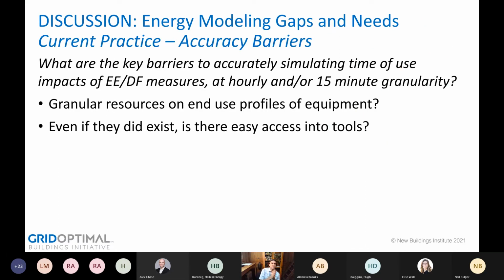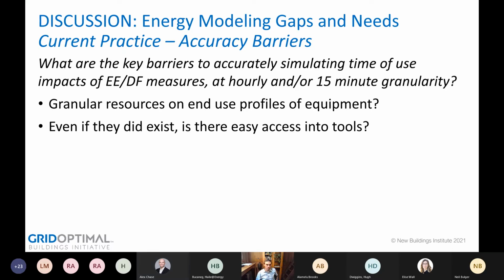Okay, so I mentioned that I've left a fair amount of time for discussion. I want to have the ability to spend some time talking about some of these things, and specifically in the context of energy modeling, what are the gaps? What can we do now? How do we model time of use energy efficiency strategies or demand flexibility strategies? How do we model them? How don't we model them? And then what would be kind of key gaps and key needs to start moving the ball forward on that?